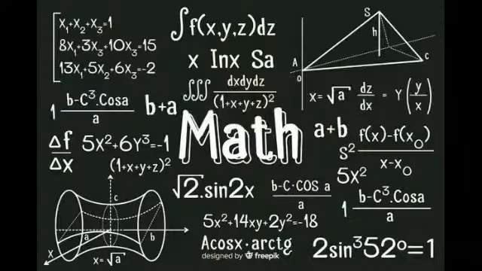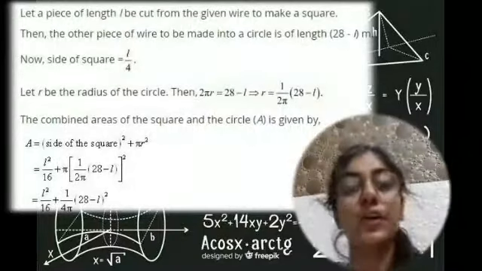Oh God, this concept is so difficult. How can I arrange a 28 centimeter wire into a square and a circle? Muskan, please help. Here is the answer to your question.